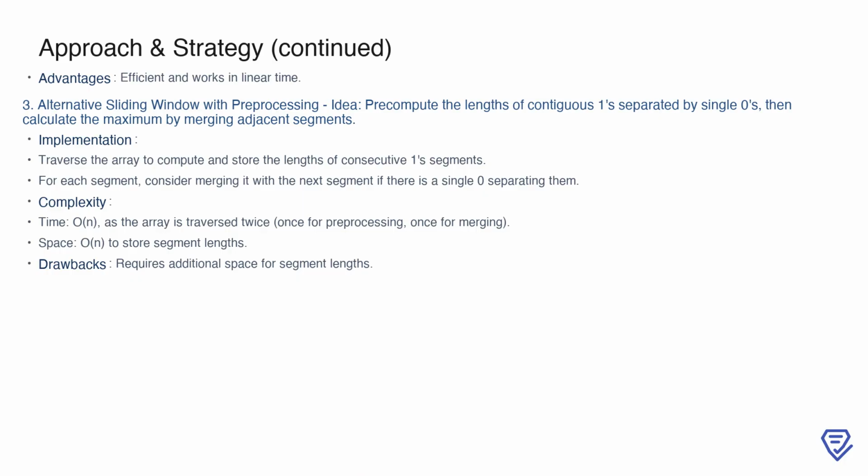By merging these segments during a second traversal, we can calculate the maximum possible length of ones after removing one element. This pre-processing approach has a time complexity of O(n), as the array is traversed twice, once for computing segment lengths and once for merging. However, it requires additional space to store segment lengths, leading to an O(n) space complexity. While effective, this method introduces extra complexity and is less space efficient compared to the sliding window approach.